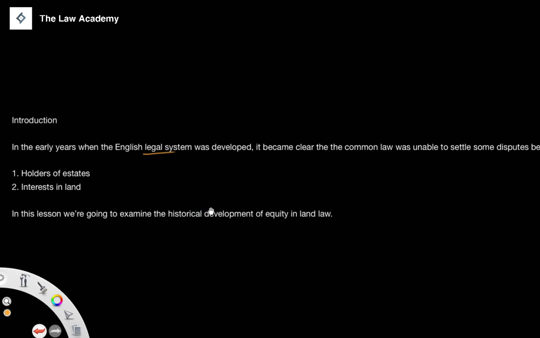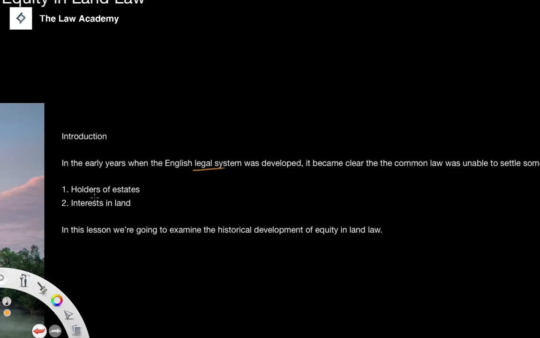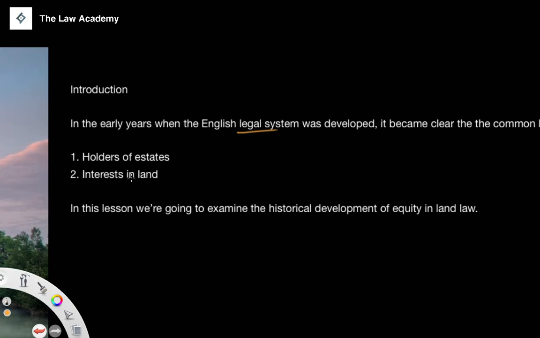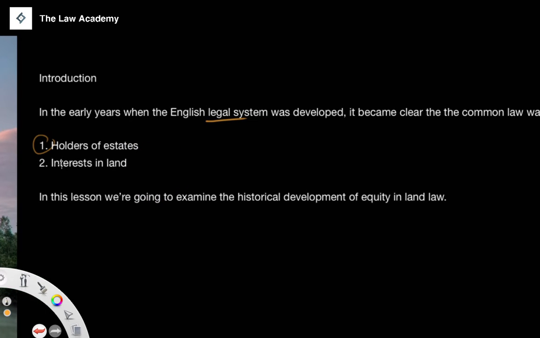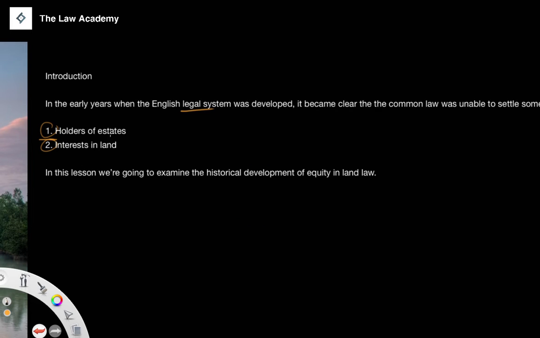So it was unable to allow for the settlement of disputes between particular interests and particular individuals. For example, the holders of land and also interests in land. People who have interests in land and people who are holders of estates. So let's have a look at how equity developed to come in and provide some kind of remedy for these inadequacies.